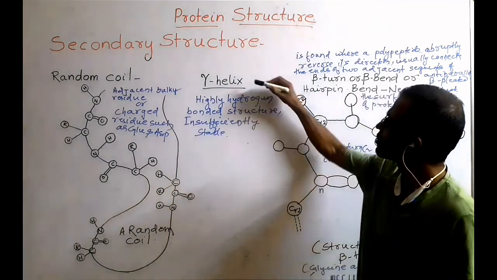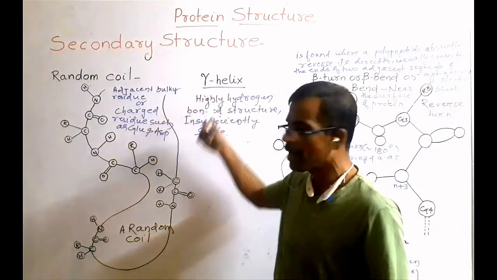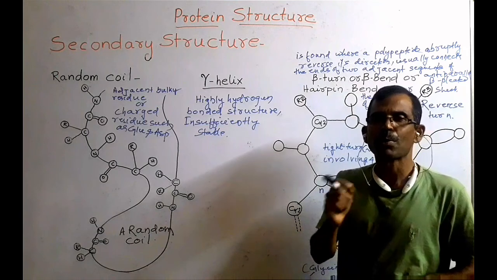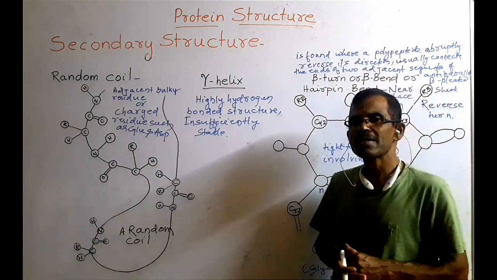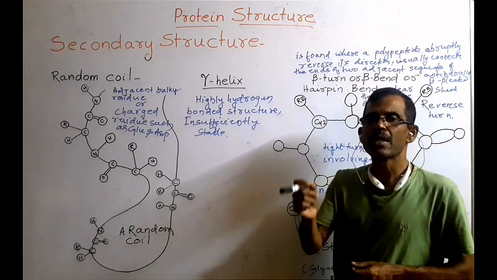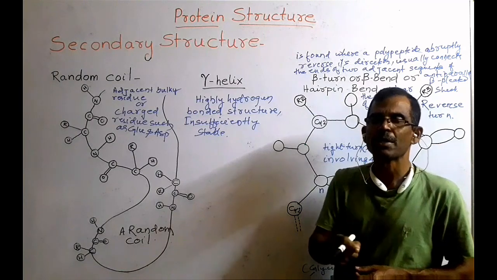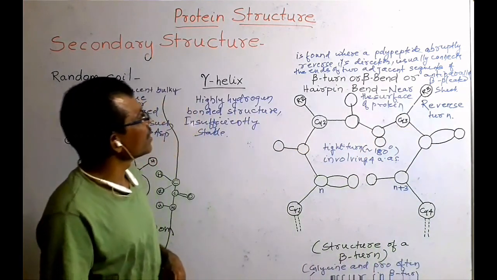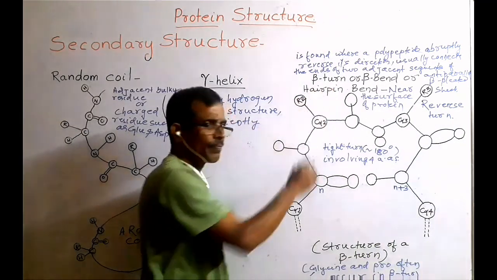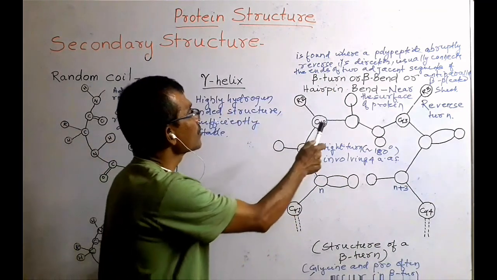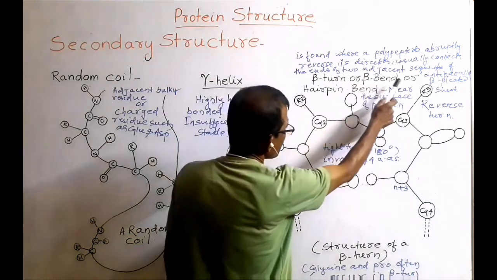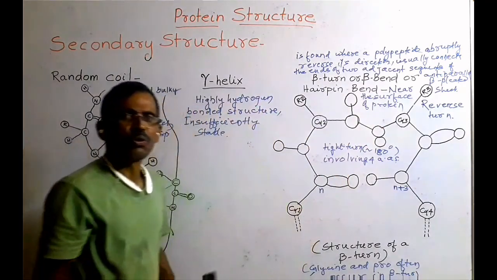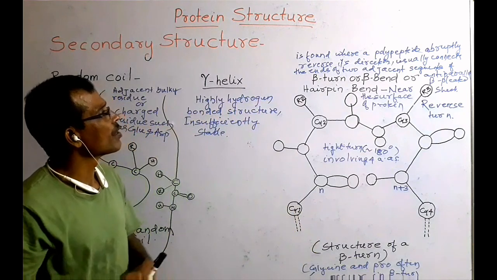Another protein structure is gamma helix. Gamma helix is a highly hydrogen bonded structure which is insufficiently stable to be used in protein structure. Another protein structure is beta turn. Beta turn is also known as beta bend or hairpin bend. It is also known as reverse turn.